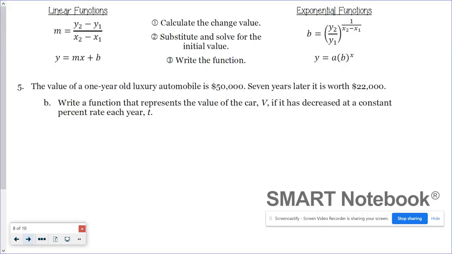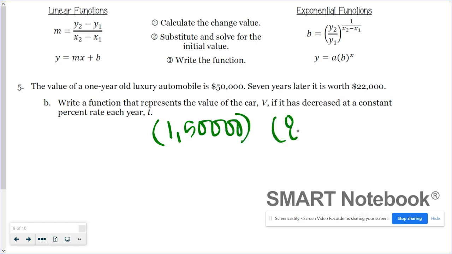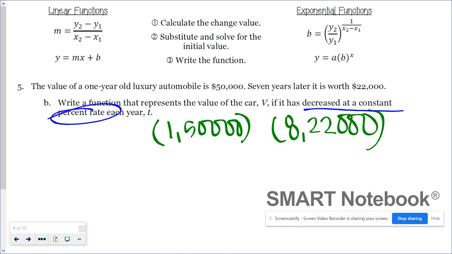I'm using the same 2 points in part B to write my exponential function. So after 1 year, the value is 50,000, and after 8 years, it's 22,000. I'm writing an exponential function in part B, and I know that because it decreased at a constant percent rate. So the first thing I have to do is calculate my change factor. And then once I've done that, I can pick one of these points, substitute it and my change factor into y equals a times b to the x power, and solve for that initial value.